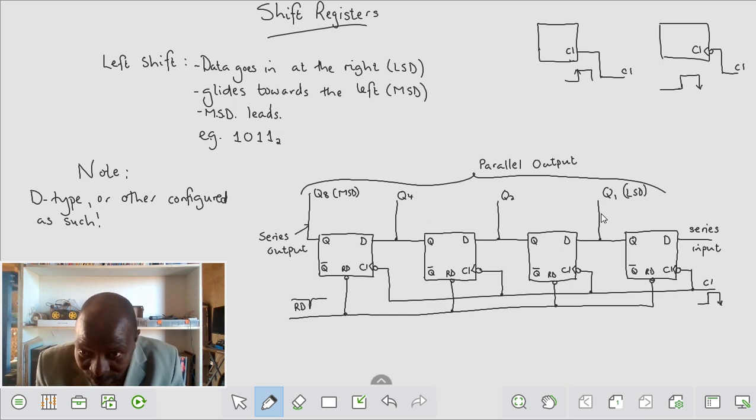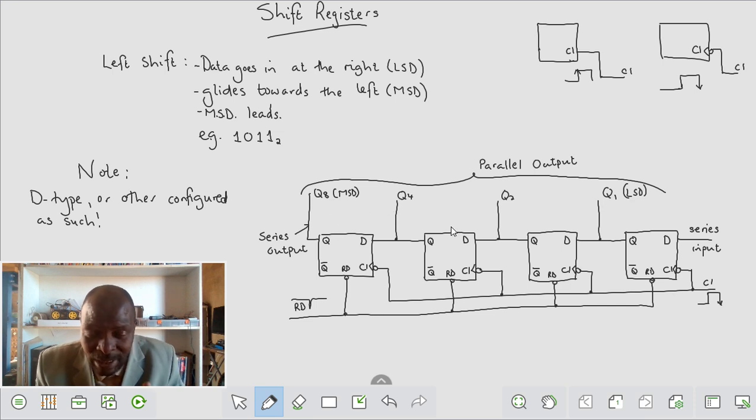After 1 clock pulse, the 1 will be here. After 2 clock pulses, I'll have 1 and 0. After 3, I'll have 1, 0, 1. After 4, I'll have 1, 0, 1, 1. That's the information I need, and I want to take it in parallel. I can now pass my information out with the control, and it can go out. We'll come back to that control a little bit later.